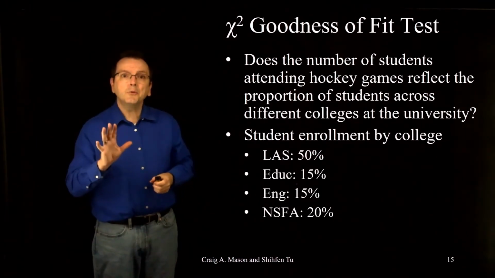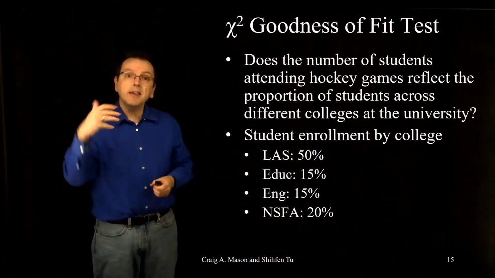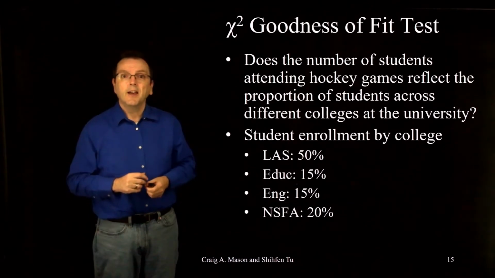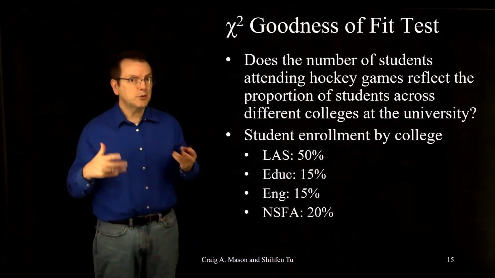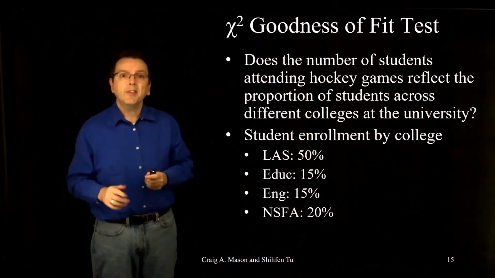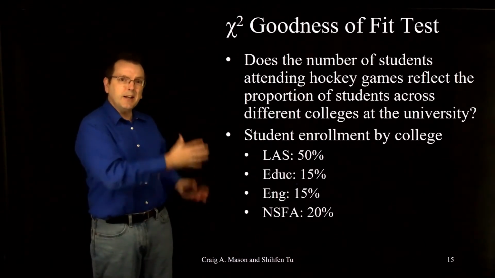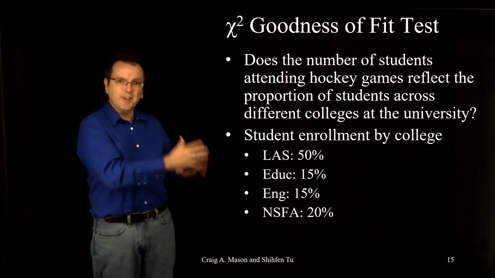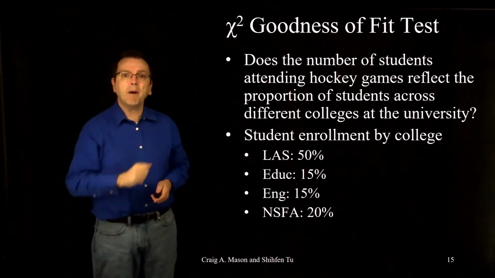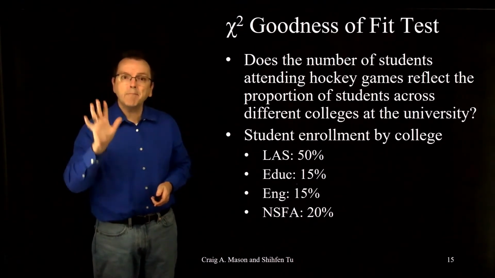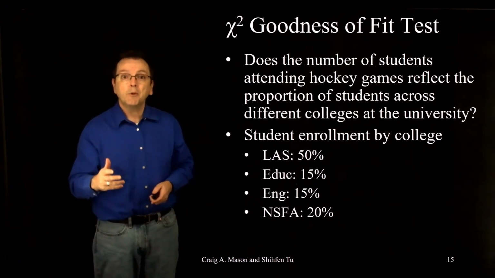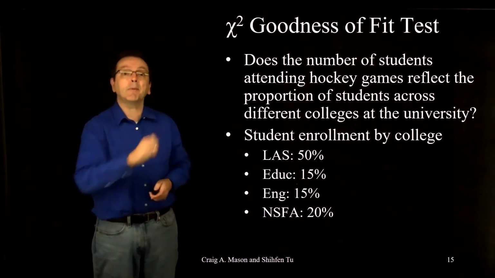If the number of students attending hockey games is proportional to the number of students in each college, and if we then sample students at a game and ask which college they're enrolled in, their answers should be pretty close to these specific values, right? And that's our null hypothesis. Our null hypothesis is that the population of students attending hockey games reflects that specific breakdown.